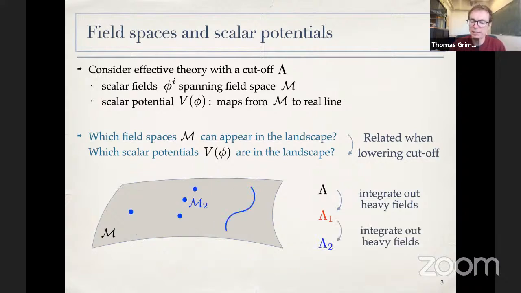And the next step could be you could lower the cutoff even further. And it could be that at the end of the day, everything just becomes discrete. So if I include massless fields only, I have just discrete vacua, or maybe also a one-dimensional, then it's a flat direction. So these are the sort of situations we want to study, and we want to ask ourselves, can we find constraints on potentials and field spaces which can be compatible with quantum gravity?